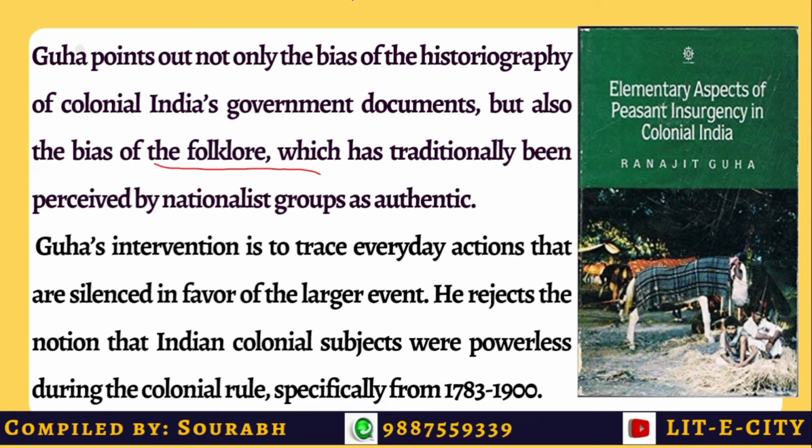Guha's intervention is to trace everyday actions that are silenced in favor of larger events. He rejects the notion that Indian colonial subjects were powerless during the colonial rule, specifically from 1783 to 1900. So almost these 120 years, he points out there were many rebellions, many incidents of individual and group rebellion that were either forgotten or ignored when they were put in contrast to some great larger event. Ranajit Guha tries to recover these effective rebellions from the oblivion of history.